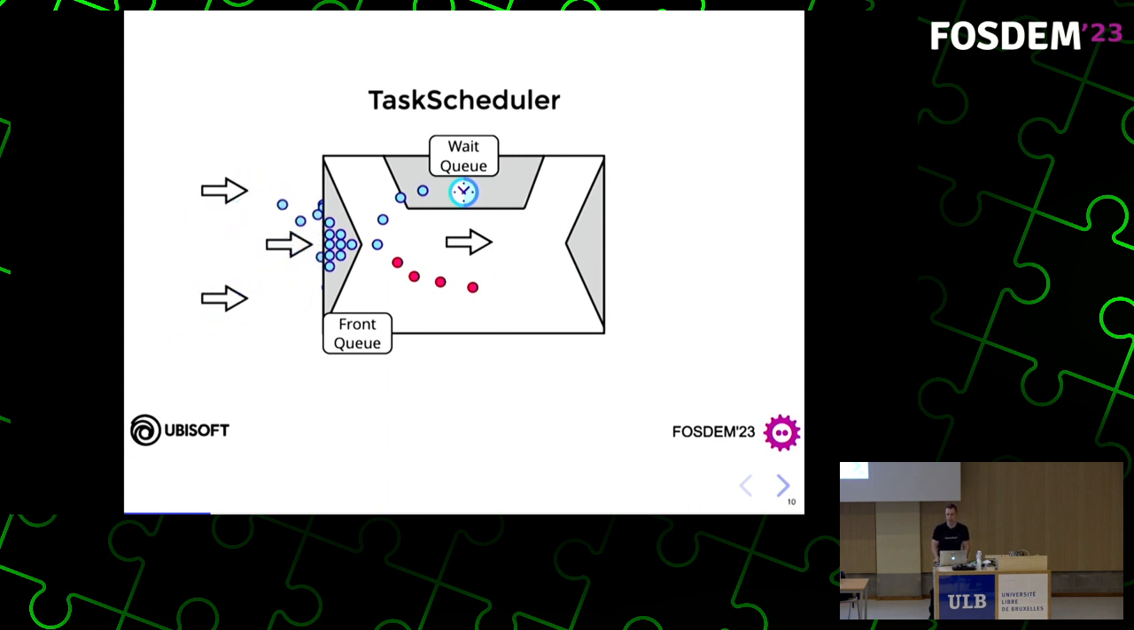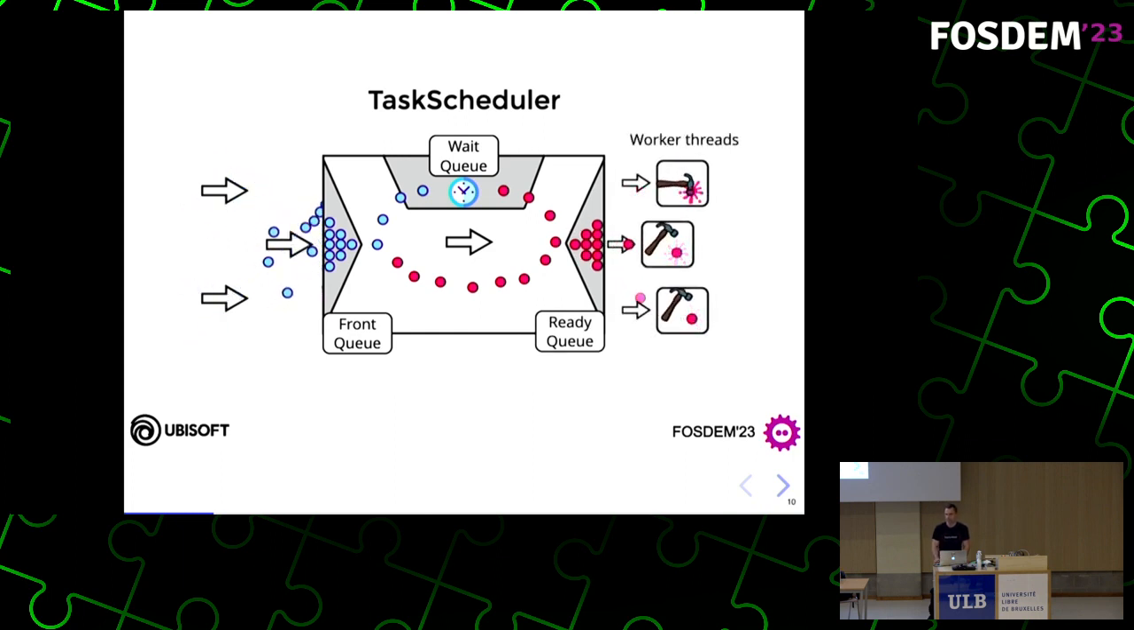Also from the wait queue, we extract some older tasks which were already sleeping there for some time, and now their deadline is up, or they were woken up explicitly. Either way, we extract them from the queue, and all those red tasks go to the ready queue. And from here, they are extracted by the worker threads, which take them from the ready queue one by one and execute. And this is basically the entire pipeline.